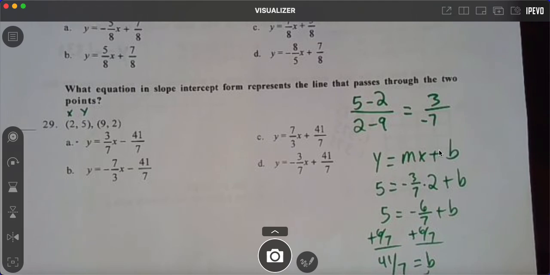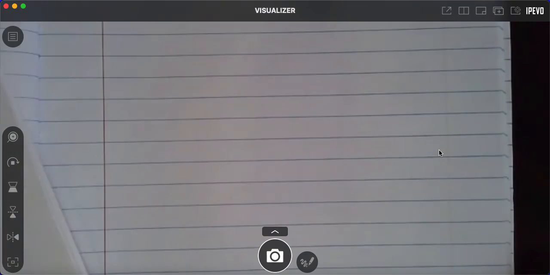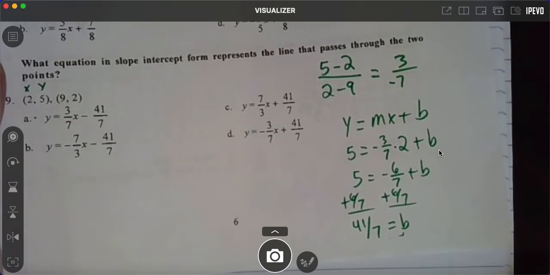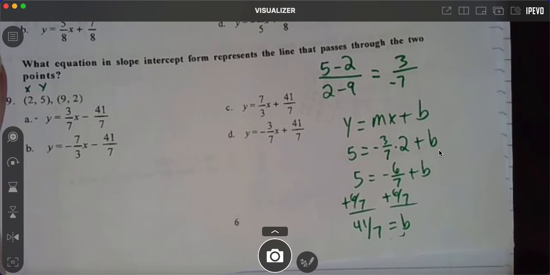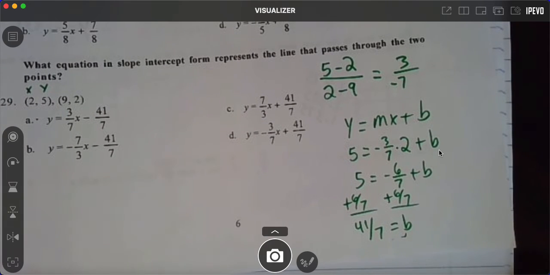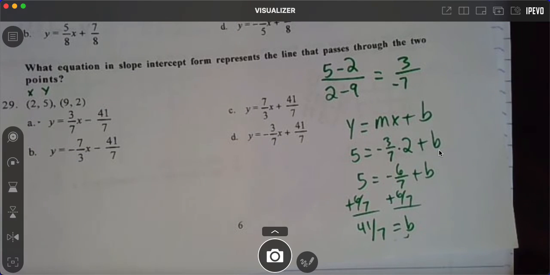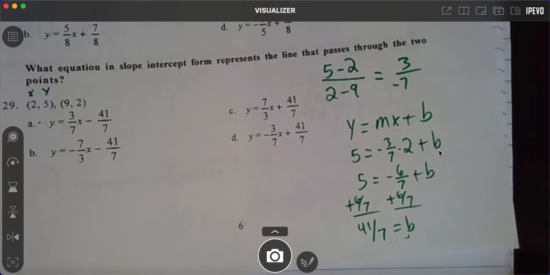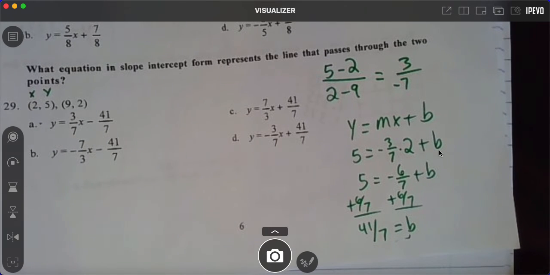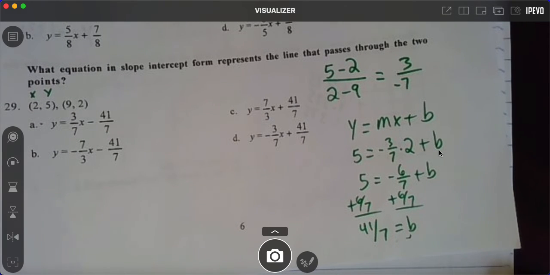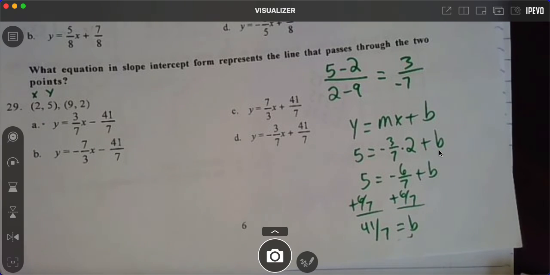Can we do another one like it? Okay. Wait. Some of y'all are copying, so I'm waiting a second.